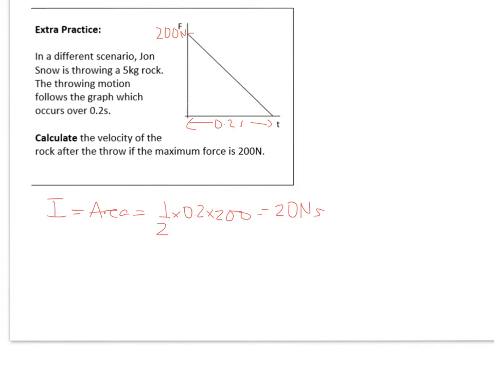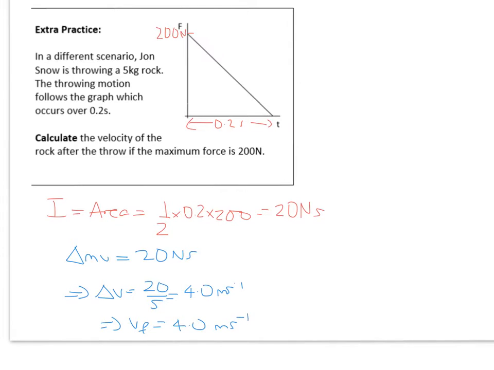And so we're trying to get to the final velocity. So we know that the change in momentum of the object is going to be 20 newton seconds, which means the change in velocity is going to be 20 divided by 5, so it's going to be 4.0 meters per second. So if it started stationary, its final velocity is going to be 4.0 meters per second there, because it started stationary. Okay, so those are those ones.